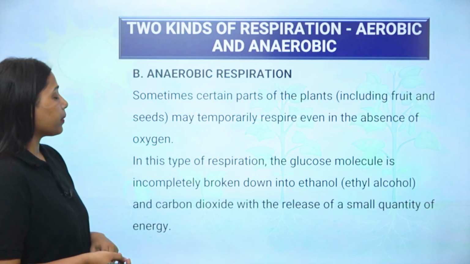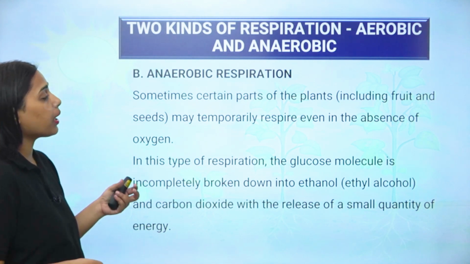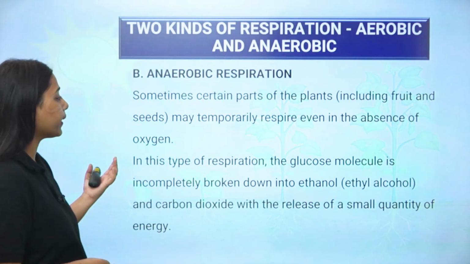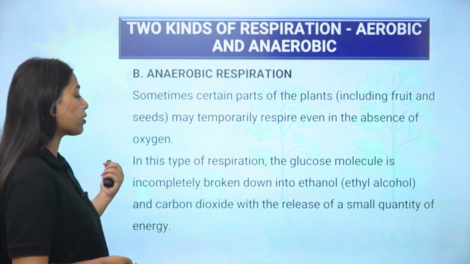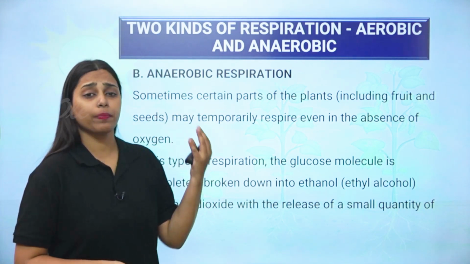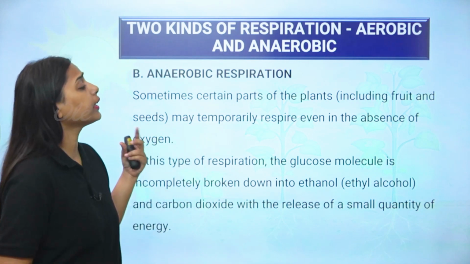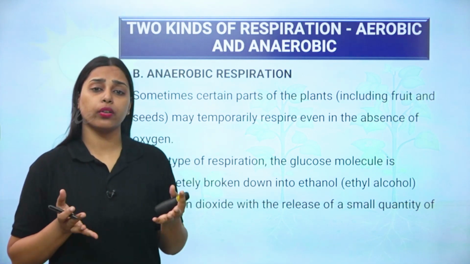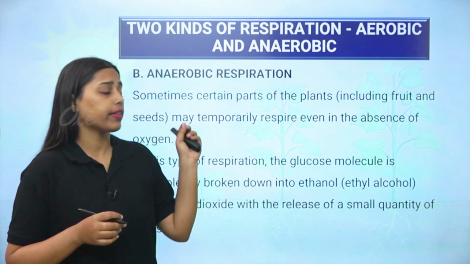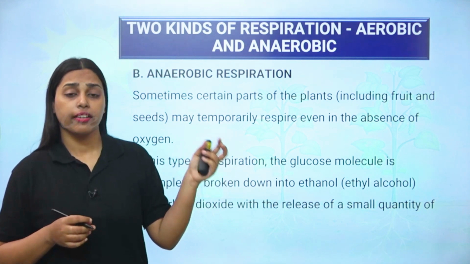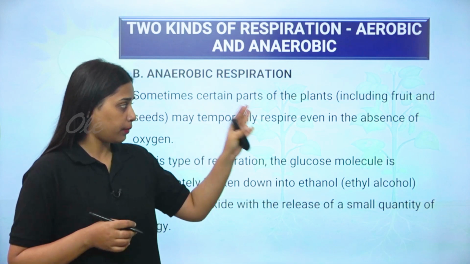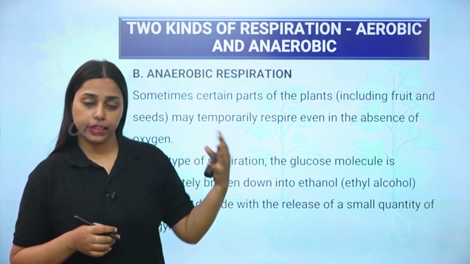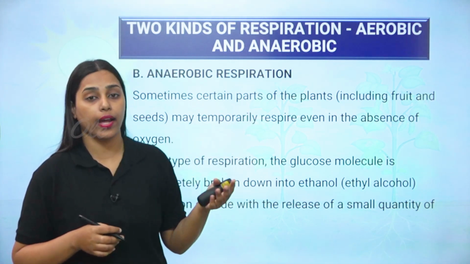Then anaerobic respiration. Sometimes certain parts of the plants, including fruit and seeds, may temporarily respire even in the absence of oxygen. These are those parts of the plant that are involved in the development of the embryo on the whole, right? Fruit is developed from the ovary of the plant, whereas seed develops from the ovule. So their respiration is continuously taking place where they require oxygen.